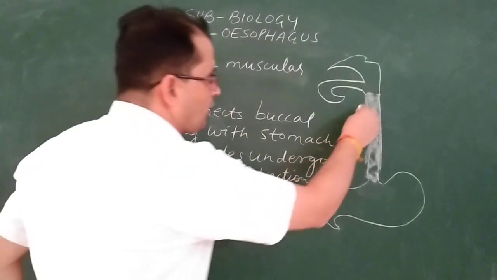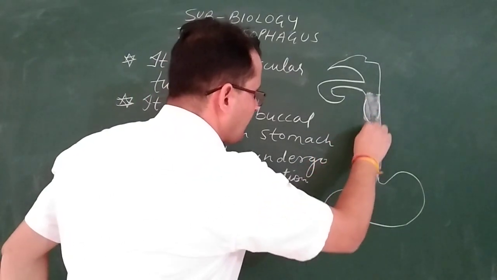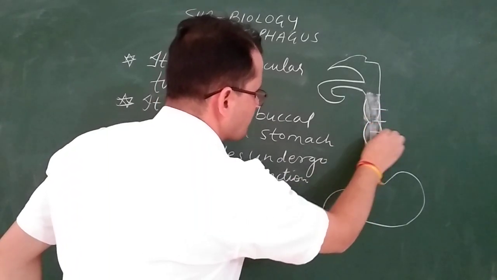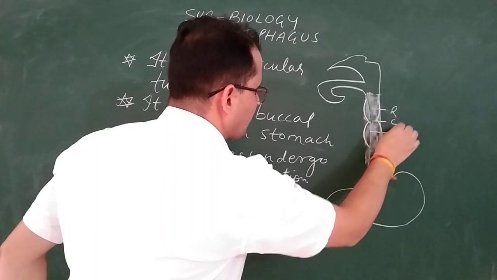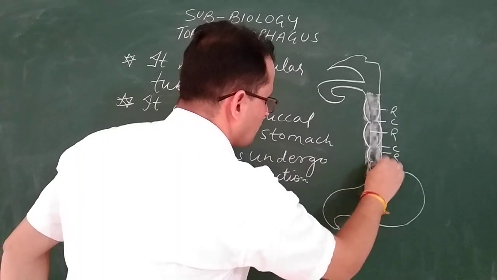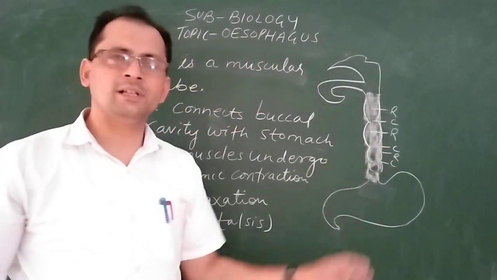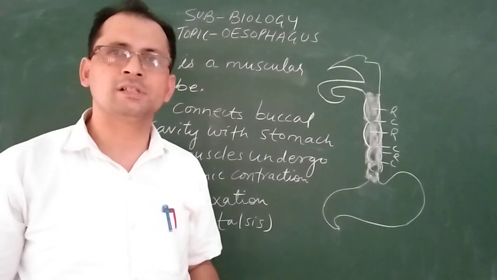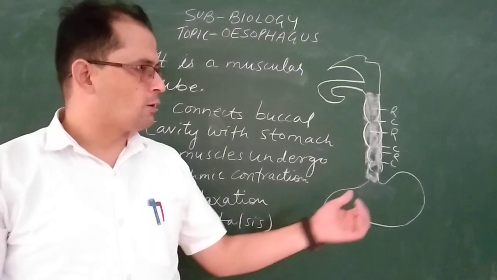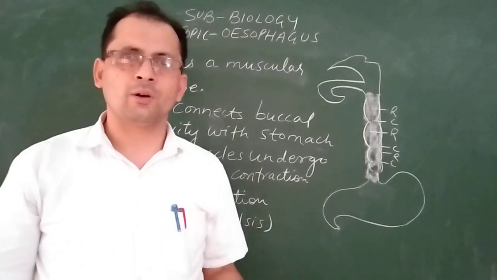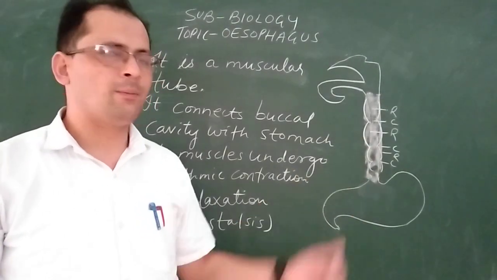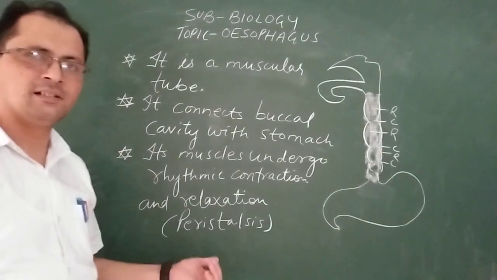Due to this contraction and relaxation, you can see this is the relaxed part, this is the contracted part, this is the relaxed part. Relaxed, contracted, relaxed, again contracted. So due to this rhythmic contraction in the muscles of the esophagus or food pipe, the food goes to the stomach. Such rhythmic movement of the food in the food pipe is known as peristalsis.